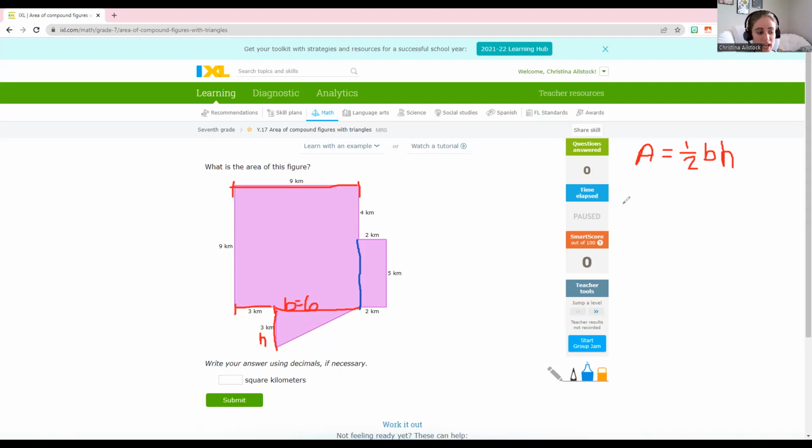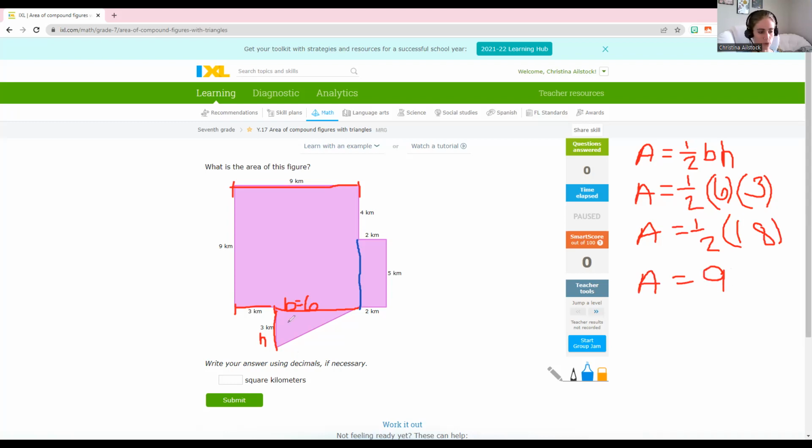Let's plug that in and find the area of that triangle. Area is equal to 1/2, base of 6, height of 3. All right, 6 times 3 is what? 18. And then we need to multiply that by 1/2. 1/2 of 18 is 9. So the area of this is 9. All right, one shape down, 2 more to go.